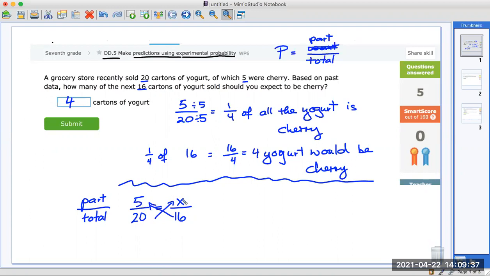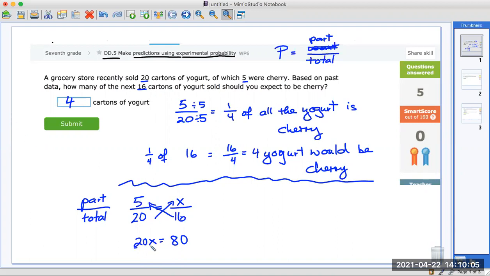So 20 times X is 20X, and 5 times 16, 5 times 10 is 50, so that's 80. So 5 times 16, and 20 times X. Notice you have no more fraction now. And 20 times what is 80? X has to be 40. Not 40, obviously.